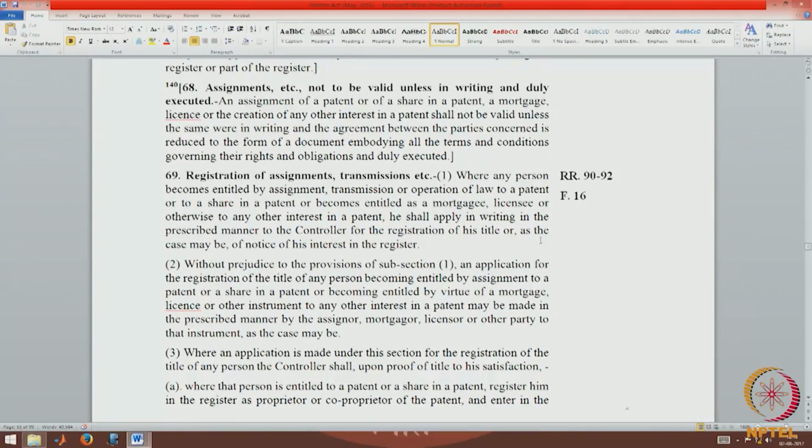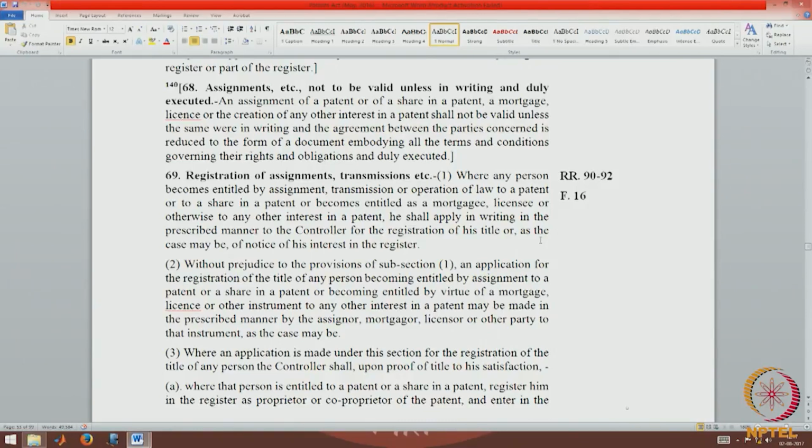So, any person who is entitled to a patent by assignment, by transmission or by operation of law, or to a share in a patent, or becomes entitled as a mortgagee, licensee, or otherwise to an interest in a patent. Now, why do we have this distinction? We also saw a similar distinction in the earlier section 68. There is an assignment, transmission, or operation of law of a patent or a share in a patent. That's one part. The second part is becoming entitled to a mortgage, license, or otherwise to any other interest in a patent.